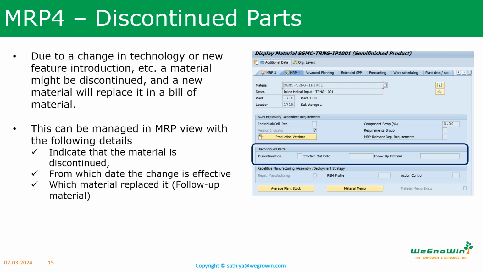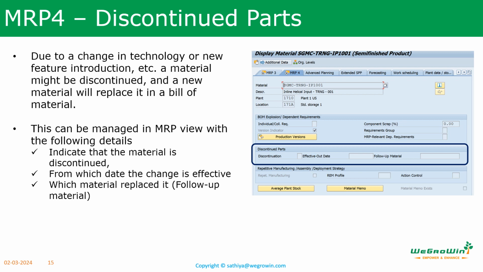If you are going to replace one component A with component B, we can use this discontinued parts function. So in this field, where it is showing as a discontinued indicator means the material that is getting discontinued. And the effective out date is the date from which it is getting discontinued. Also we can mention here what is the follow-up material. So here everything we can cover.